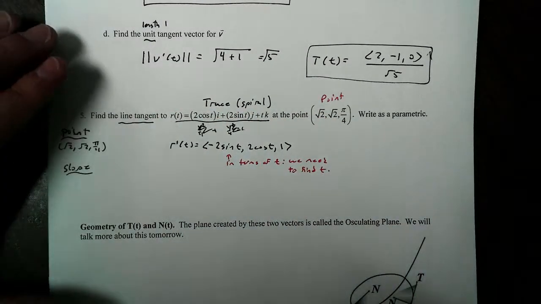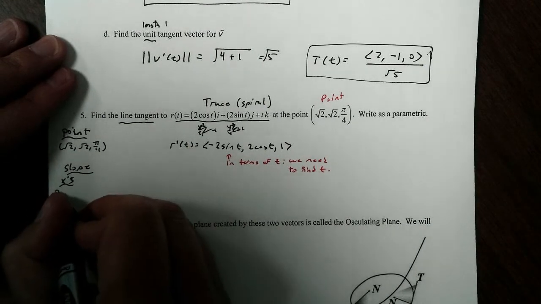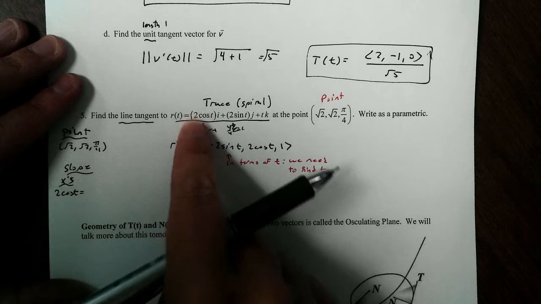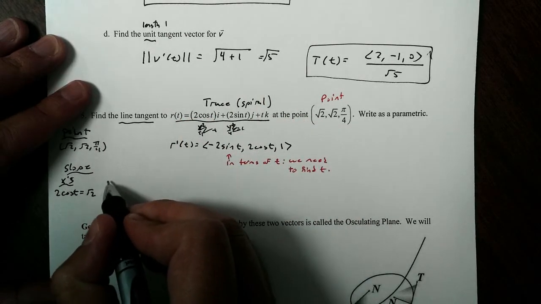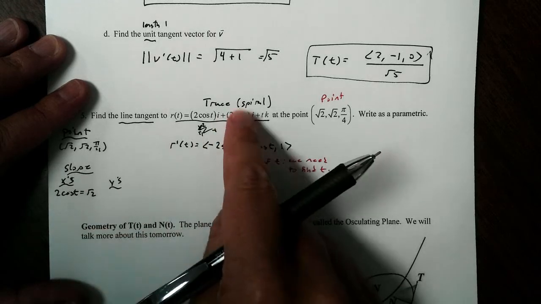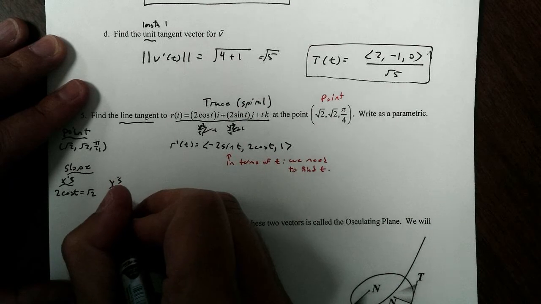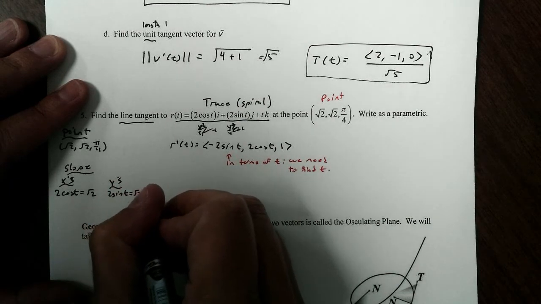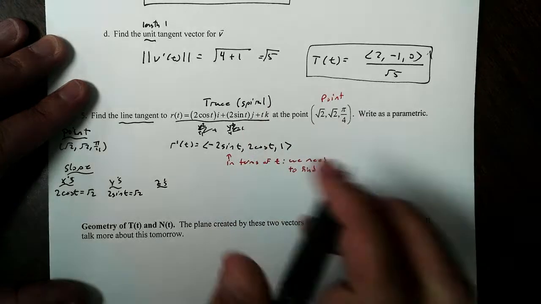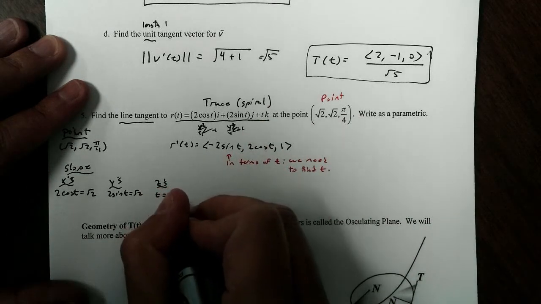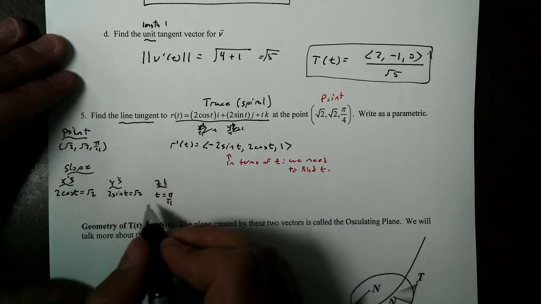For example, if I look at the x's, I know that 2 cosine t has to equal root 2. If I look at the y's, I know that 2 sine t has to equal root 2. If I look at the z's, I know that t has to equal pi over 4. Which is the easiest one to solve?